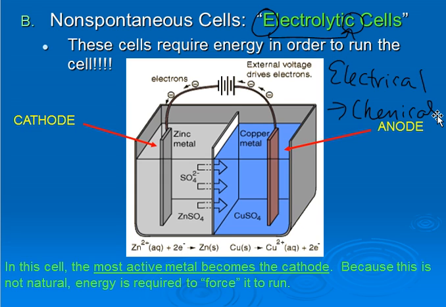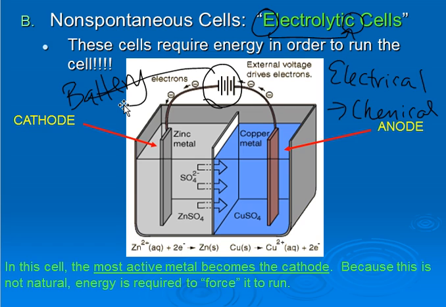In any electrolytic cell, you will see a symbol for a battery, or there'll actually be a picture of a battery. That is the giveaway that the cell is electrolytic. It requires electricity to force a non-spontaneous redox reaction to happen. So that's one huge key difference that we need to know for electrolytic cells.